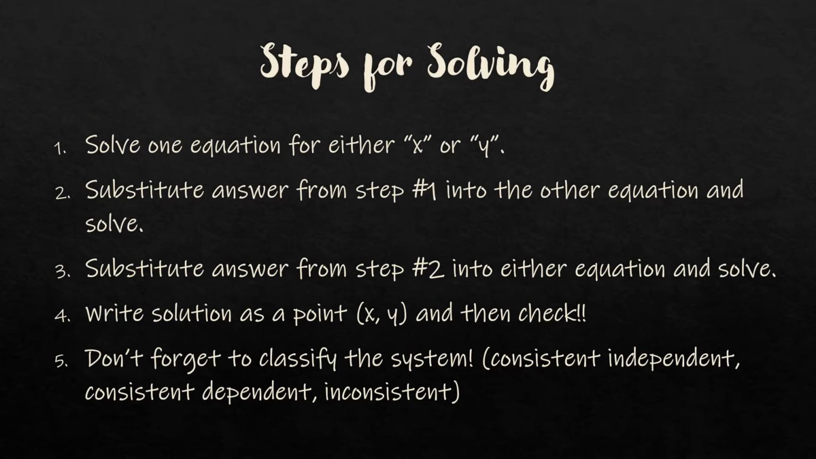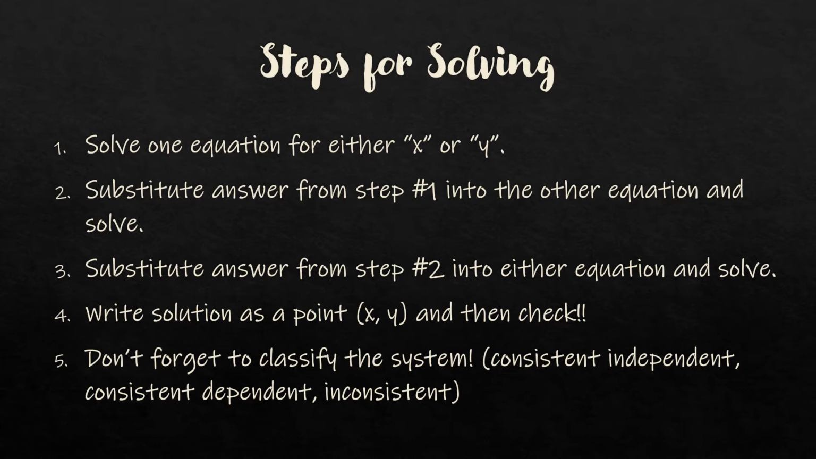The steps for solving are as follows. Step 1, you're going to solve one of the equations for either x or y. So you're going to isolate. What's important here is you're not getting a numerical answer. You're solving it and getting an equation. Then on step 2, you substitute that actual equation that you just got from step 1 into the other equation and solve.